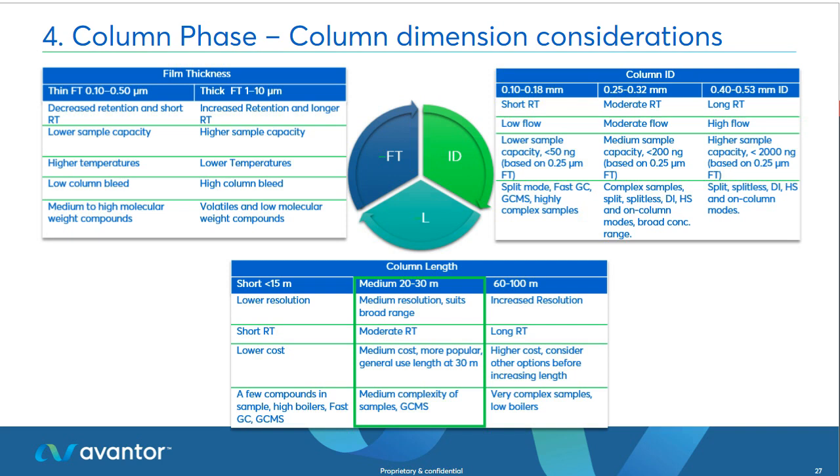The issue is that cost is higher because when you have more silica, more phase, it costs more money. Then with shorter columns, this tends to be for lower resolution, short retention times, less cost. Fast GC using GCMS, and there's only a few compounds in the sample maybe. So this is how you make your decisions or direct your decisions when you're looking at the length.